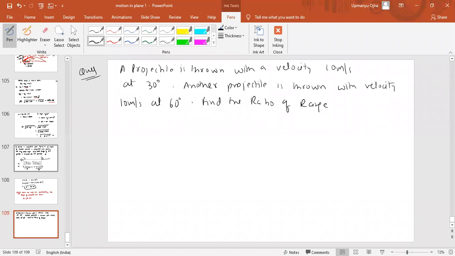Yes, the ratio will be 1 is to 1 because both are complementary angles. Without solving also you can get the answer. Without solving you can tell that the ranges are same, because they are complementary angles. So the range should be same.